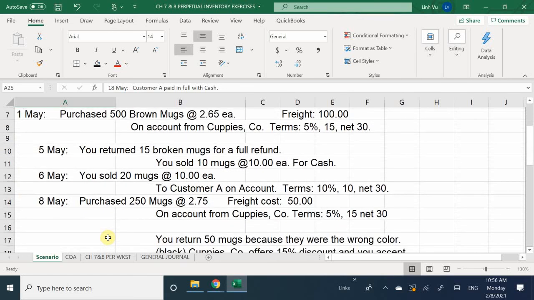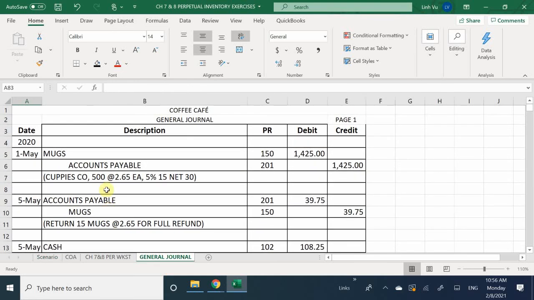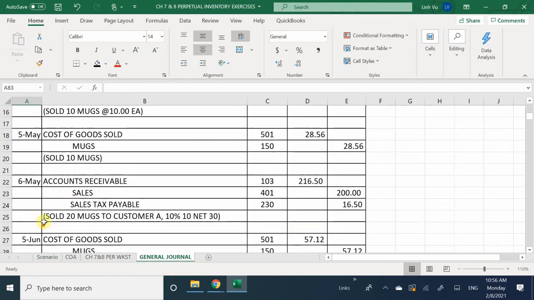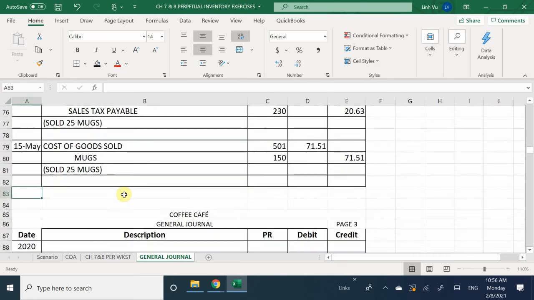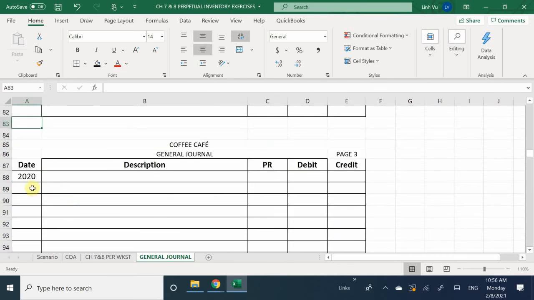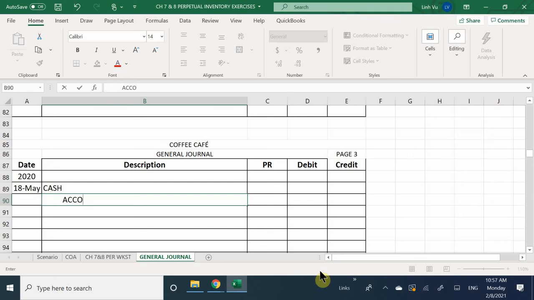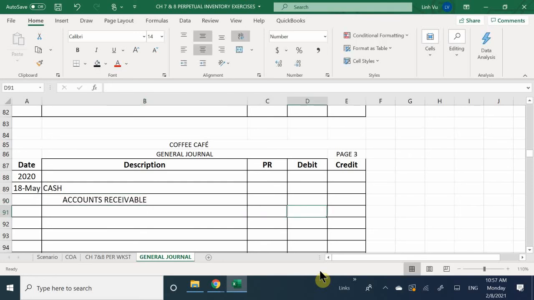So let's look at customer A, our transaction on May 6th. May 6th is right here. So we have an accounts receivable for the full amount of $216.50, and they're going to pay us in full. So I'm on the next page now. How am I going to journalize that this customer paid off what they owe us? Debit cash and credit accounts receivable. Correct, because we received cash, so we're increasing our assets. However, we are decreasing what they owe us. They didn't get any discounts, so they're going to pay us in full.